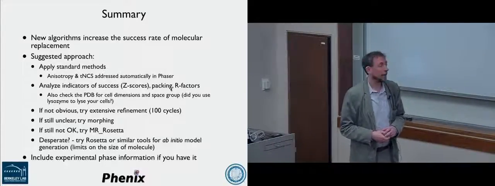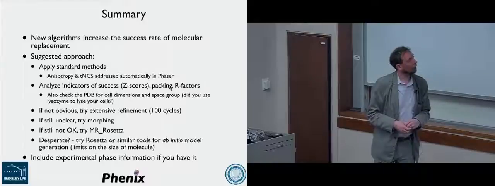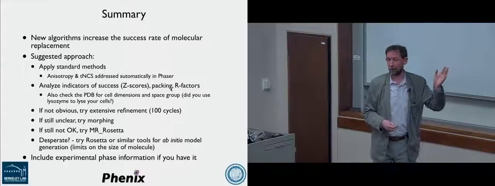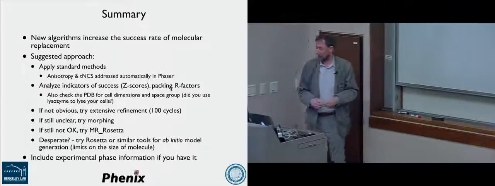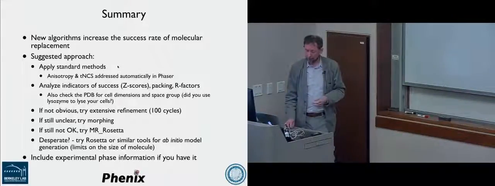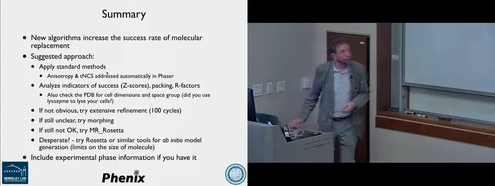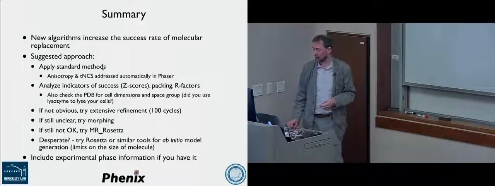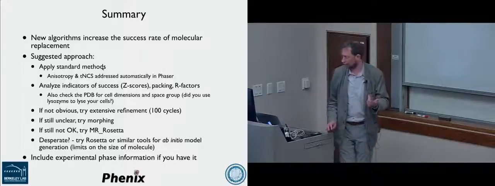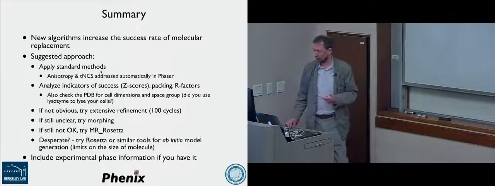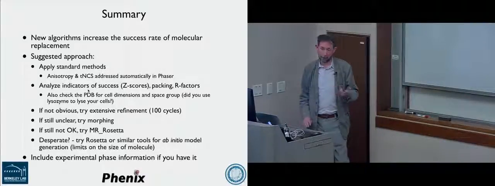So just to summarize, hopefully I've shown you some new algorithms that increase the success rate in molecular replacement, one way or another. This is what I would suggest that one do if you're trying to solve a molecular replacement problem. Clearly, apply the standard methods, that includes things like anisotropy correction and accounting for translational NCS. You should look at the indicators of success, like the translation function z-scores, packing, things like that.